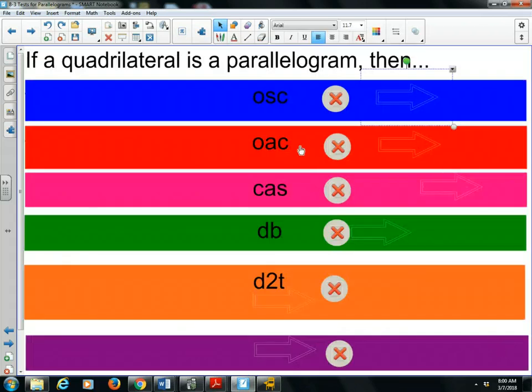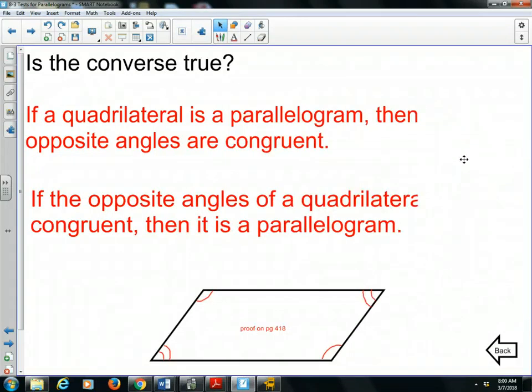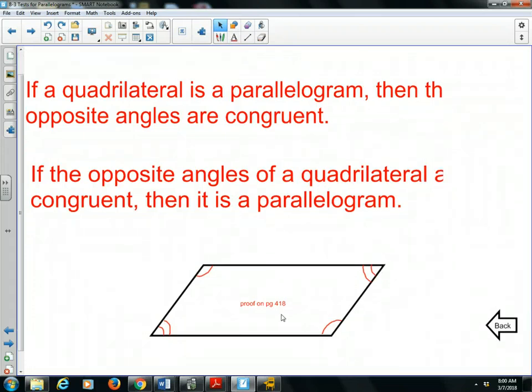Another property is that the opposite angles are congruent. So yesterday we said that if a quadrilateral is a parallelogram, then the opposite angles are congruent. Now on the converse, we're going to switch around the if and then statements. If the opposite angles of a quadrilateral are congruent, then it is a parallelogram. This is also true. If this angle is 100 degrees and this angle is 100 degrees, this angle is 80 degrees, this angle is 80 degrees, then we have a parallelogram.